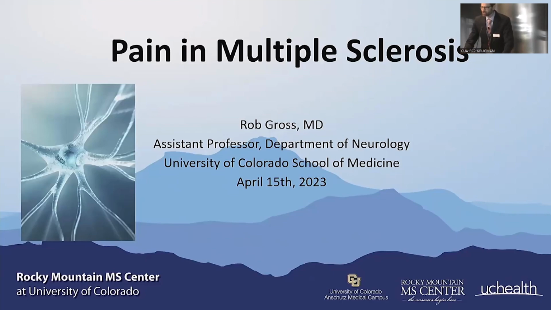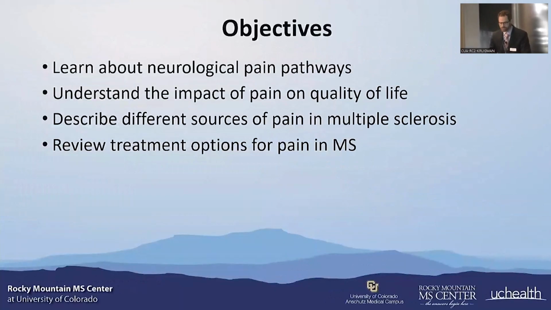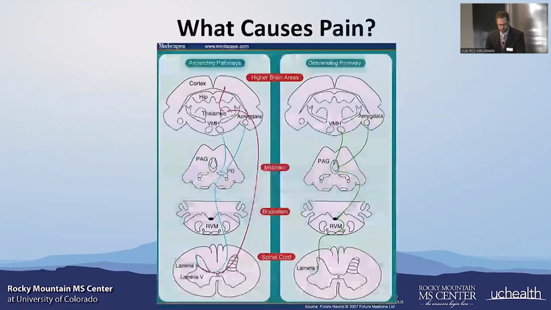Today I get to talk to you about pain in MS, which I think is a very important topic and frankly one that we don't get to talk about often enough. Our objectives for today will be first to learn about neurological pain pathways, understand a little bit about the impact of pain on quality of life in MS, describe different sources of pain in MS, and finally, we're going to review some treatment options for pain in MS. I don't have a disclosure slide, but I don't have any relevant disclosures for today's talk.